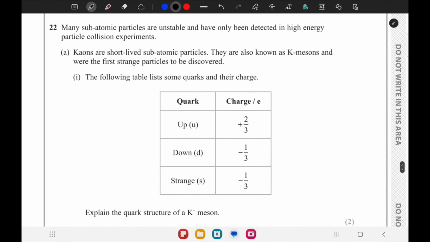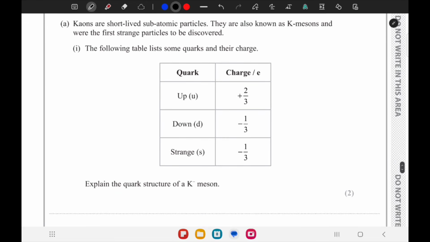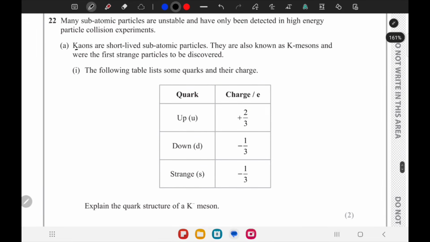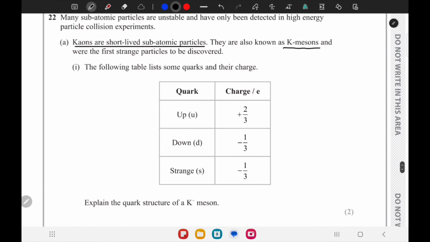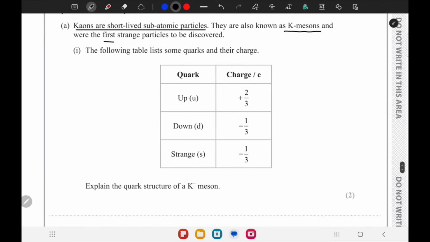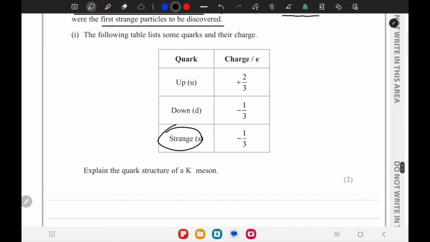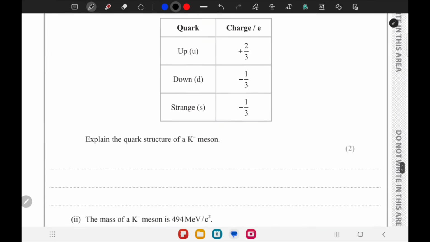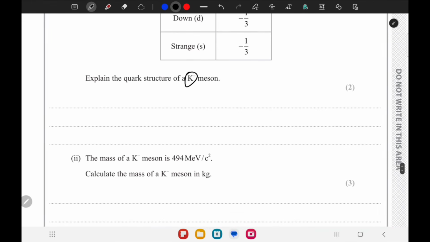Now in question 22, this is about subatomic particles. We're told that kaons are short-lived subatomic particles, also known as K-mesons, and these were the first strange particles to be discovered, meaning that it contained a strange quark. We have to explain the structure of a K minus meson.